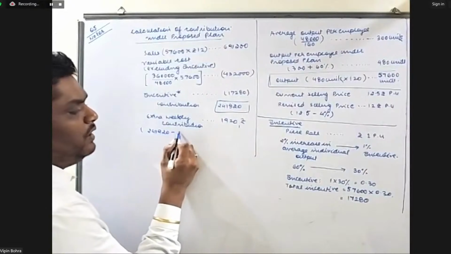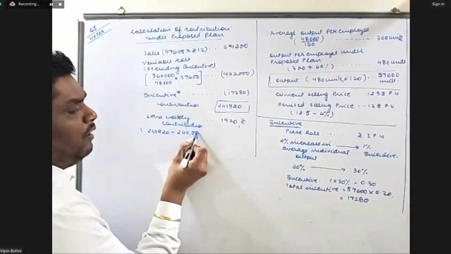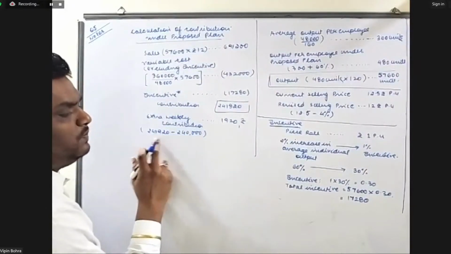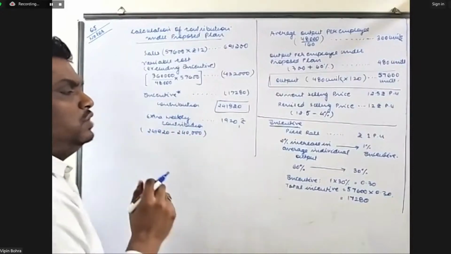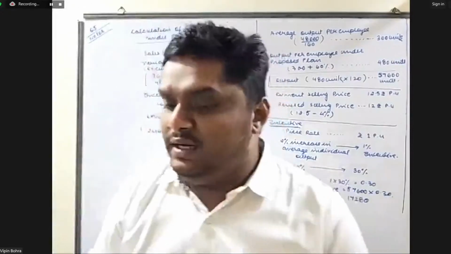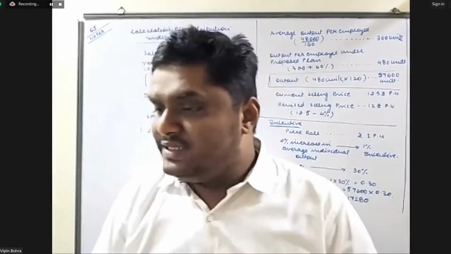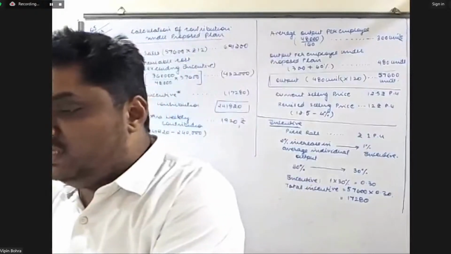241,920 is my contribution as per the proposed plan minus the current contribution. So 1920 is the extra weekly contribution. If you guys have any doubts in this part, please post your query.